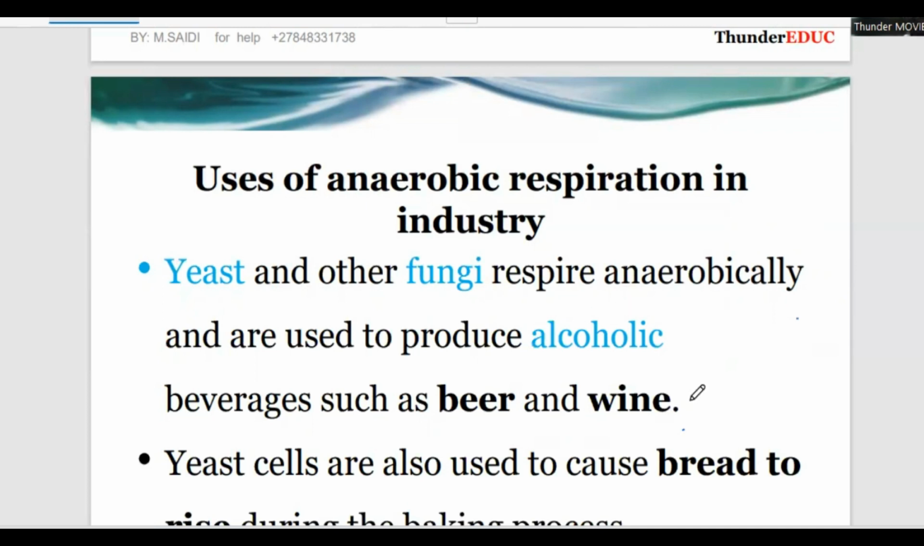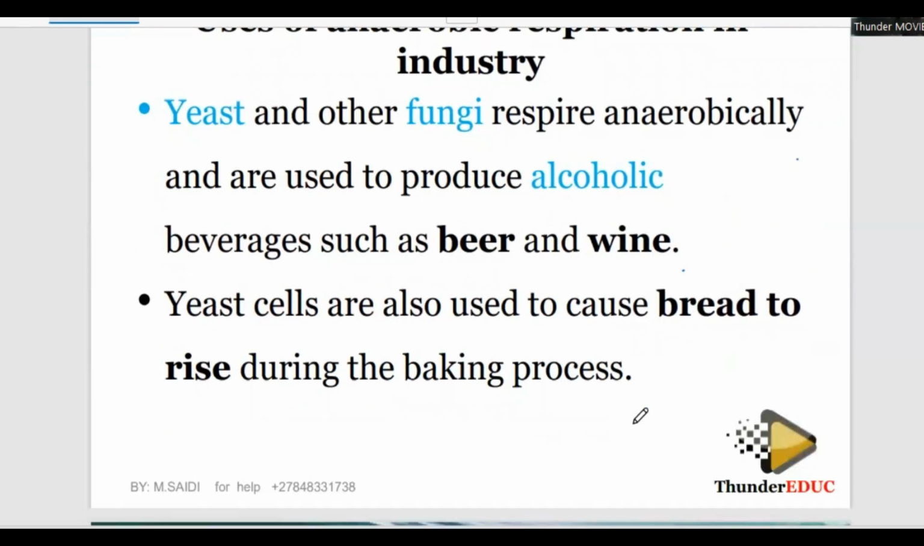But I see that when people are queuing to get it, it means that maybe it is something nice for them. That's why this is very important. Beverages such as beer and wine are all made using fermentation. Yeast cells are also used during the bread rise. You see that bread rise.